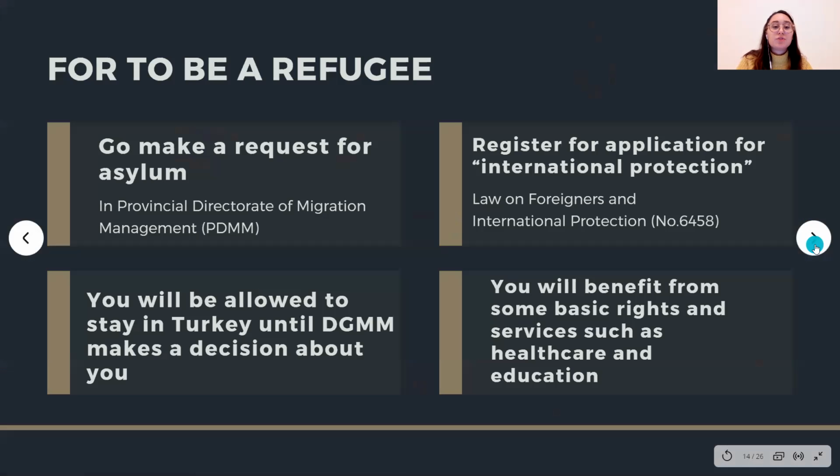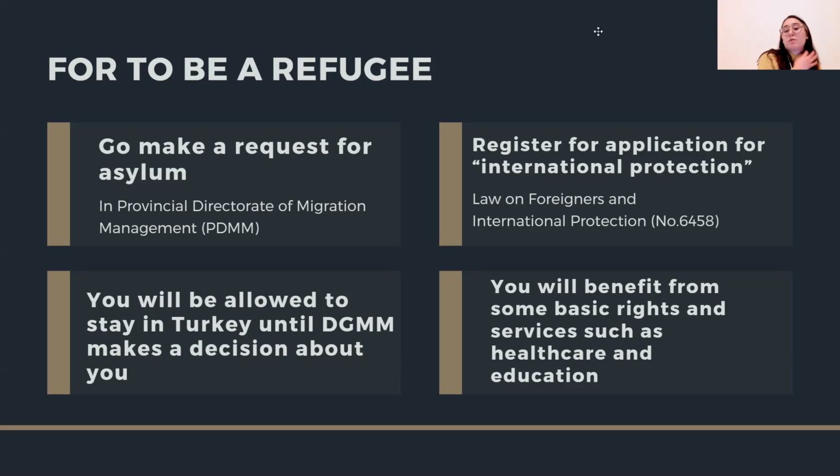That's another point. To be a refugee, the person has to request asylum from PDMM and register an application under the name of international protection. Then you will be allowed to stay in Turkey until the DGMM, which is basically the central version of PDMM, makes a decision about you. Until that time you will benefit from some basic rights and services such as healthcare and education. I will try to point that out later on.